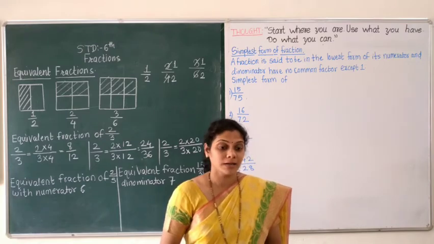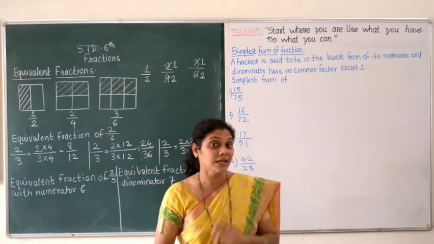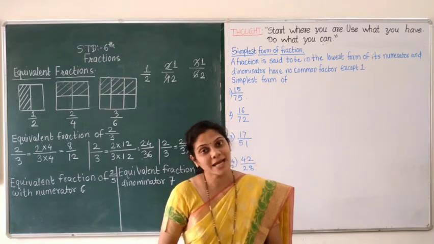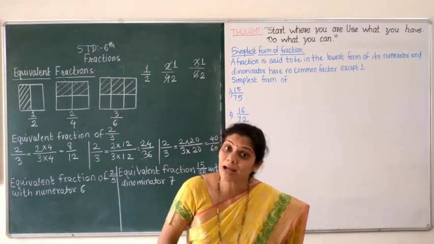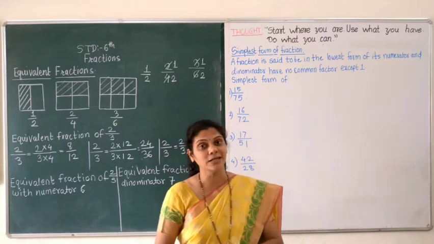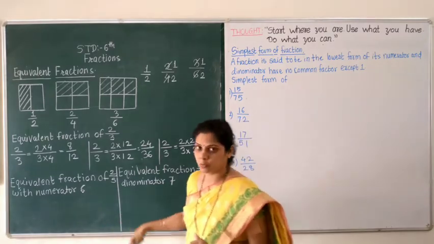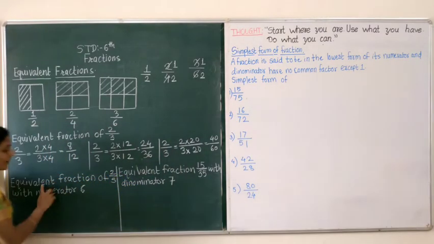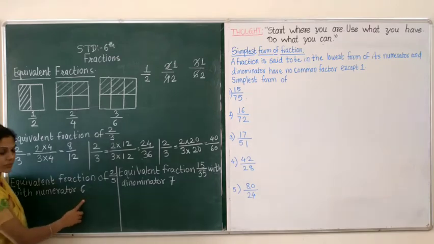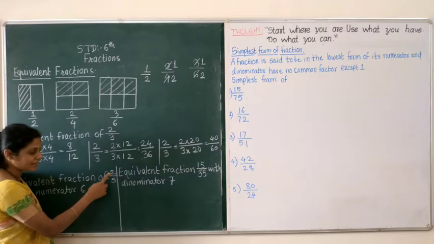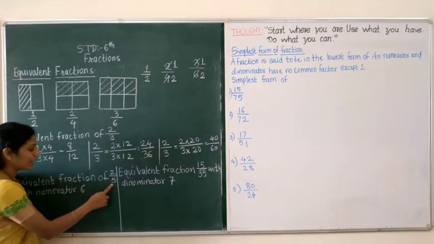Okay. But if they give us any condition, then with the help of that condition, we can identify whether we have to multiply or divide to find out the equivalent fraction. So look at here, I have two problems here. Equivalent fraction of 2 upon 5 with numerator 6. Okay, in the fraction 2 upon 5, 2 is the numerator and 5 is the denominator.